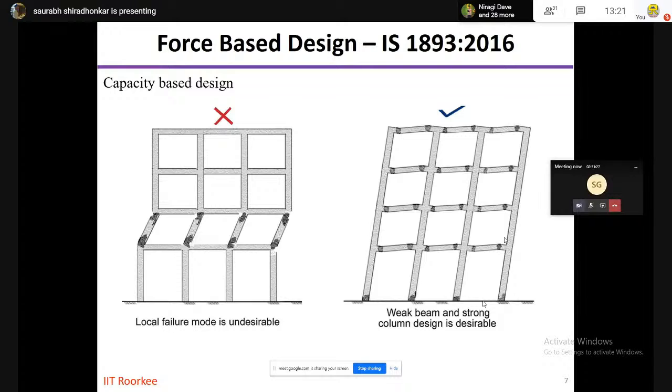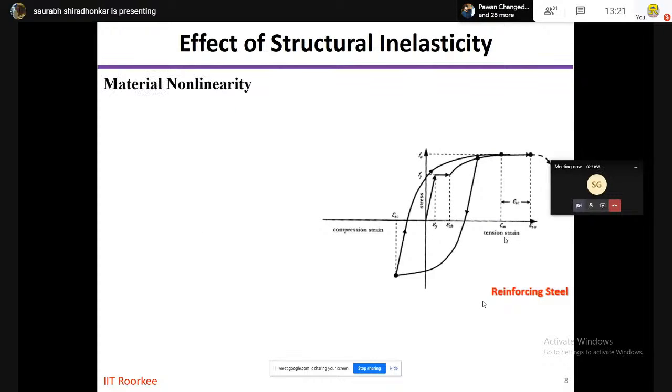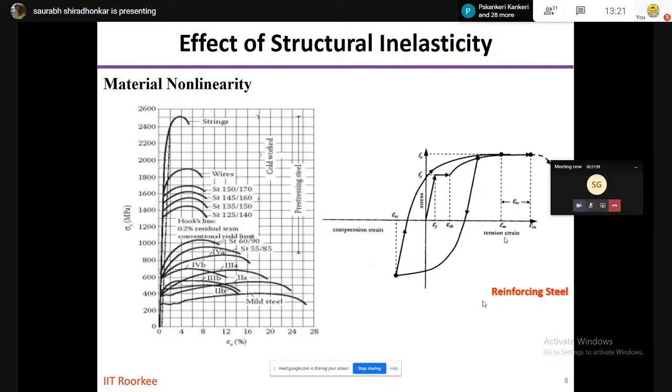But even though the code has mentioned that, how do we actually say that a certain building has a certain value of R, which is the response reduction factor? So to figure that out, we need to understand the inelasticity of the material which constitutes the building. So in this presentation, I will be focusing only on reinforced concrete buildings.